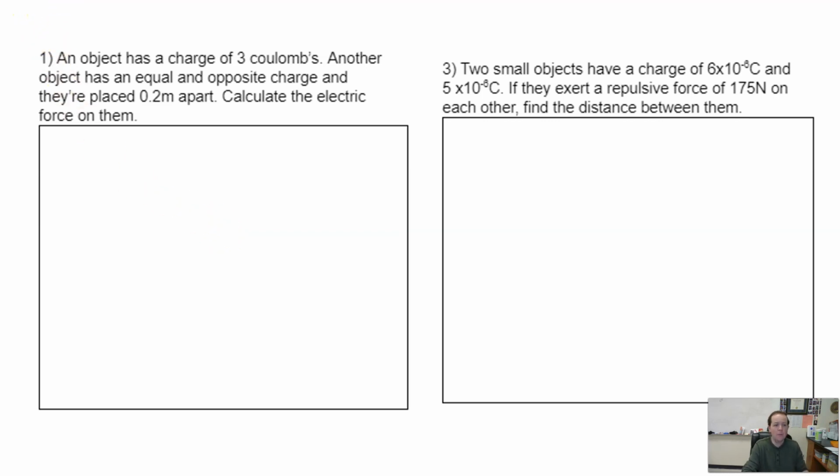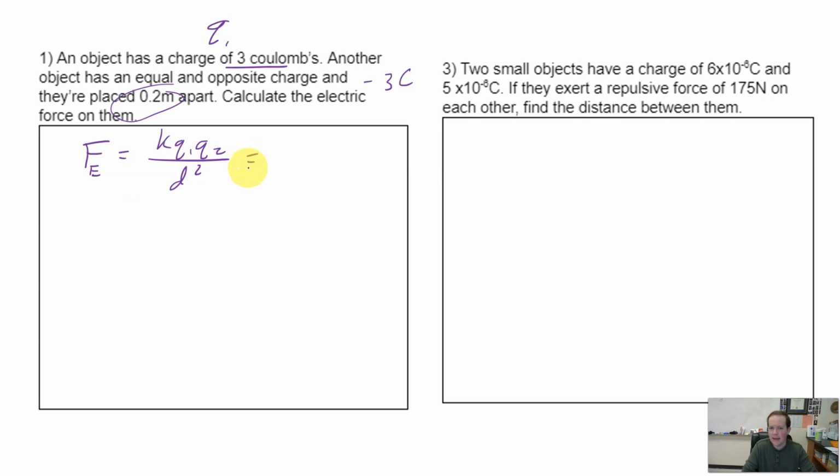But problem number 1, it says an object has a charge of 3 coulombs. That's one of the Q's, one of the charges. Another object has an equal and opposite charge. What's equal and opposite of 3 coulombs? Minus 3 coulombs. Well, if they're a distance of 0.2 meters away, calculate that force. So I always write down the original equation, F equals K Q1 Q2 divided by the distance squared. If you want to write this as uppercase E, you can. I sometimes leave it off. I won't hold that against you.